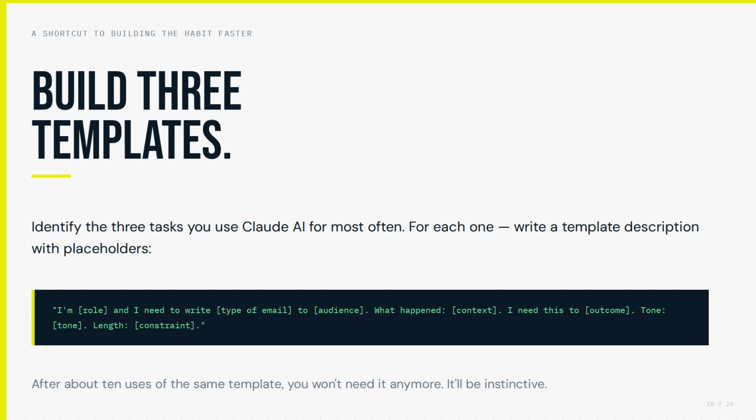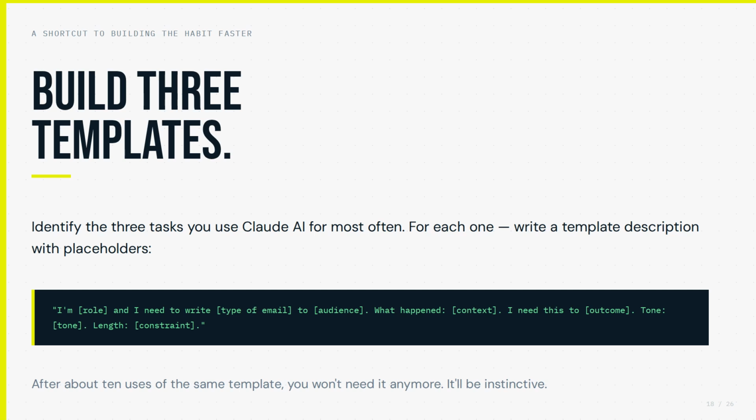Here's a practical shortcut to building the habit faster. Identify the 3 tasks you do most often in Claude AI. For most professionals, it's something like emails, weekly updates or reports, and either meeting prep or document summaries. For each of those 3 tasks, write a template description. Not a description of a specific task, but a framework for that task type that you can fill in each time. Like this: I'm [role], and I need to write [type of email] to [audience]. [Description.] What happened? [Context.] I need this email to [outcome]. Tone: [description]. Length: [constraint].